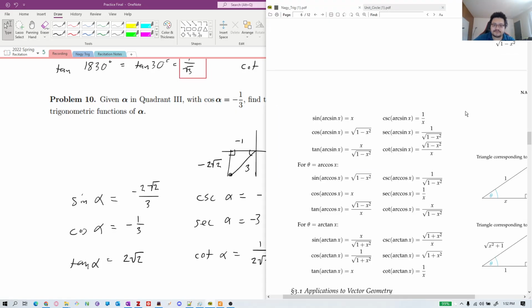But yeah, you could certainly plug it into these formulas. I don't think it's that bad.